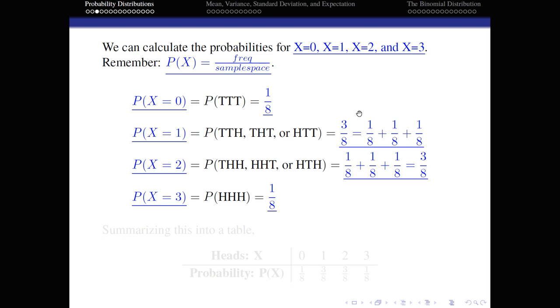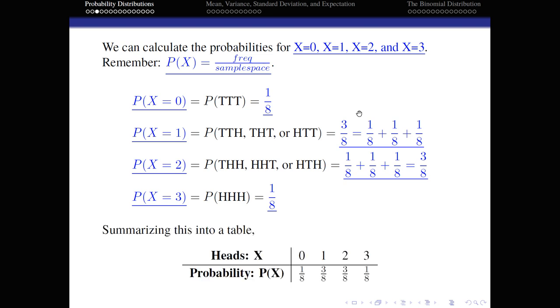Typically, when we're using these discrete probability distributions, we're going to summarize into a table that looks like this. So this is how you're going to see this in the future. X, whatever your random variable is, written out as 0, 1, 2, 3, and then the probabilities written out below.